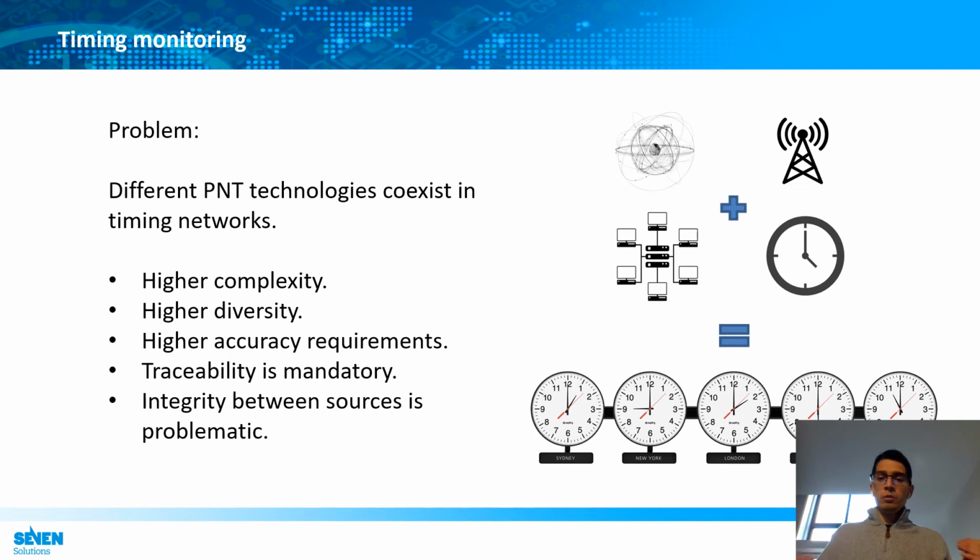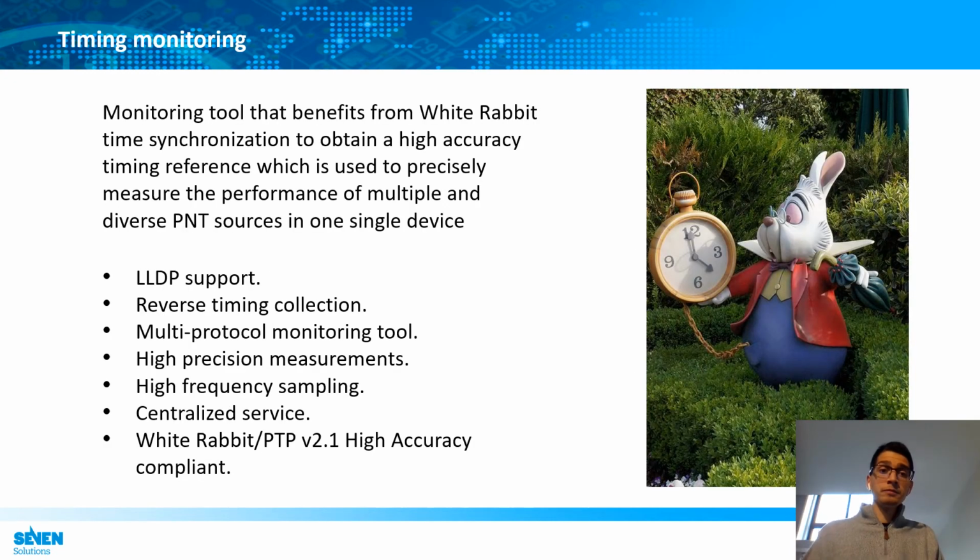And at the same time, we see that we need to have a traceable notion of time, because we need to report, or because we need to coordinate the timing between different locations. And also, the accuracy requirements are getting higher and more strict. And for that, we need timing monitoring. So we have this technology, which is White Rabbit, high accuracy time synchronization. So why wouldn't we use that time synchronization to perform high accuracy measurement of all the different timing sources that we are receiving in the device?